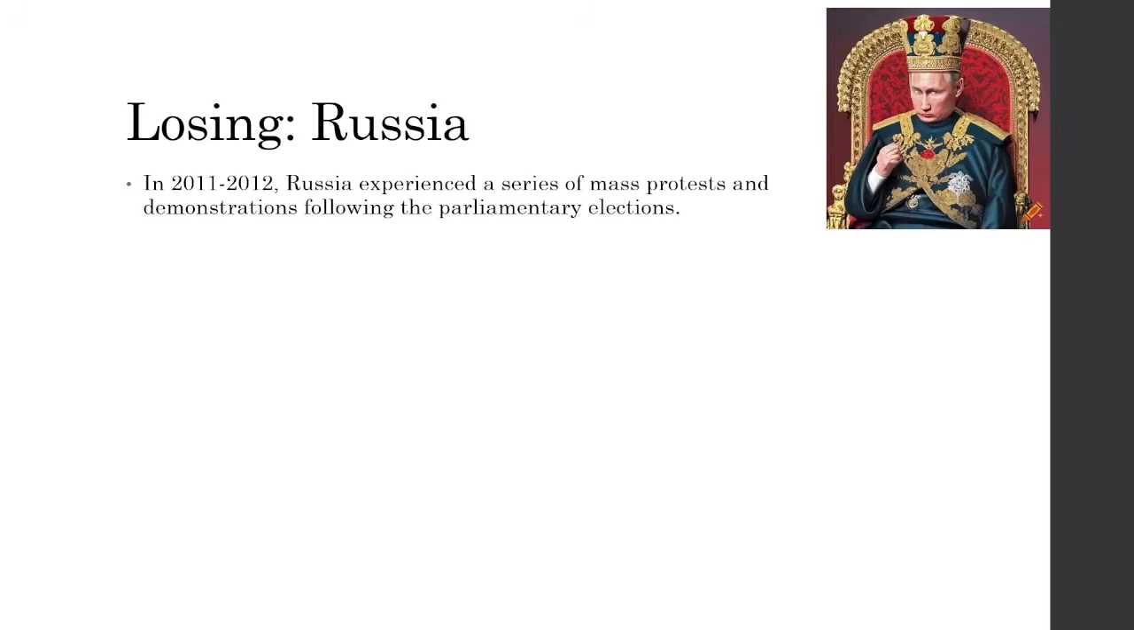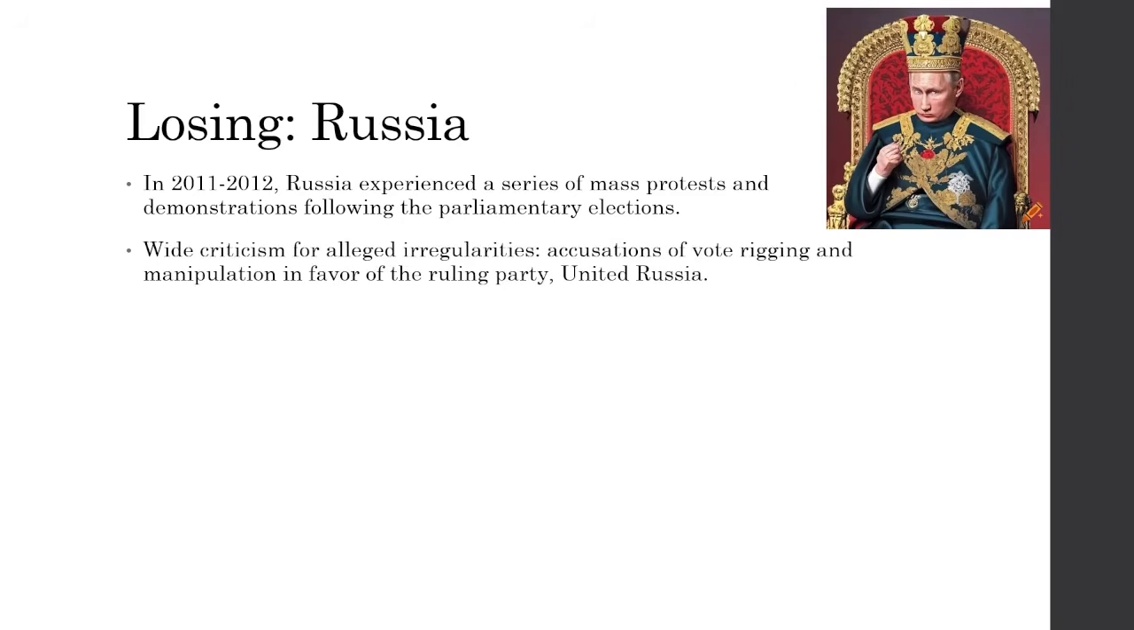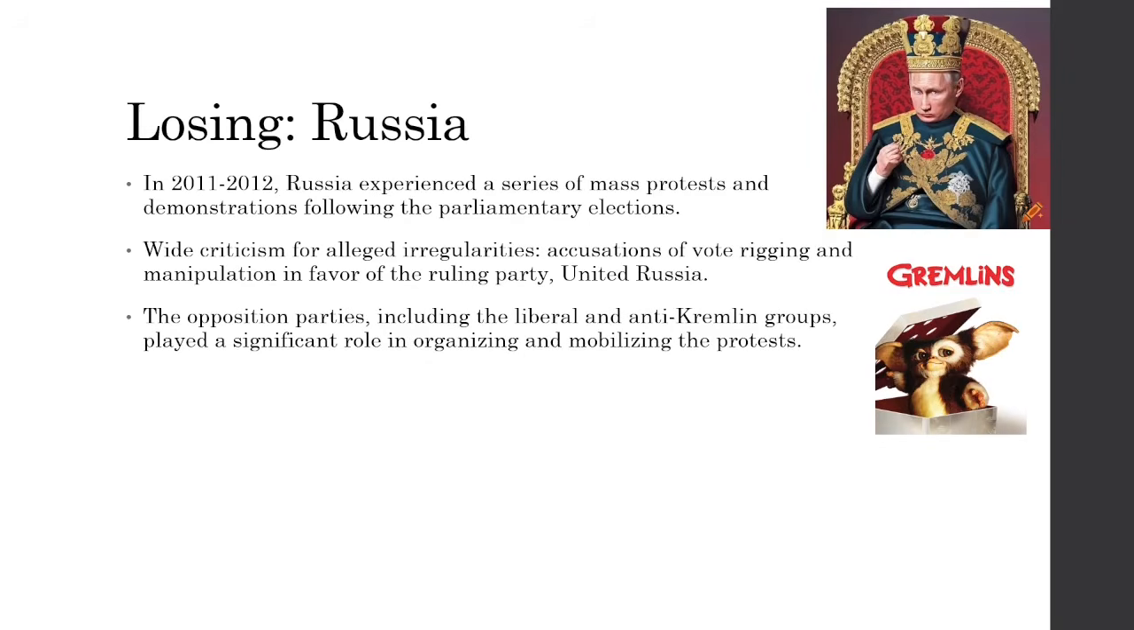Now, how has Russia lost legitimacy? Where do I begin? In 2011 to 2012, Russia experienced a series of mass protests and demonstrations following the parliamentary elections. Wide criticism for alleged irregularities occurred. So these include vote rigging and manipulation in favor of the ruling party in Russia. So that's not very fair if they're manipulating the election results. So there were opposing parties that ran, including liberal and anti-Kremlin groups, and they played a pretty big role in organizing and mobilizing the protests. They're the ones that kind of spoke out first against the government.